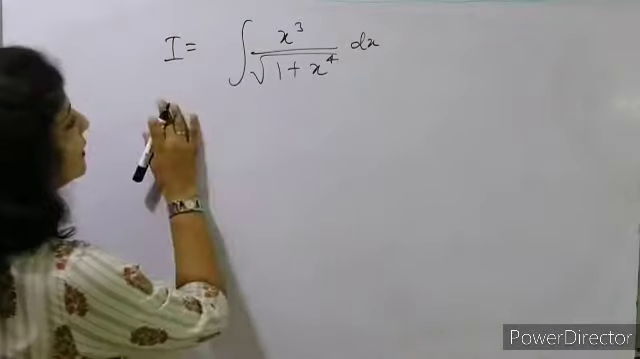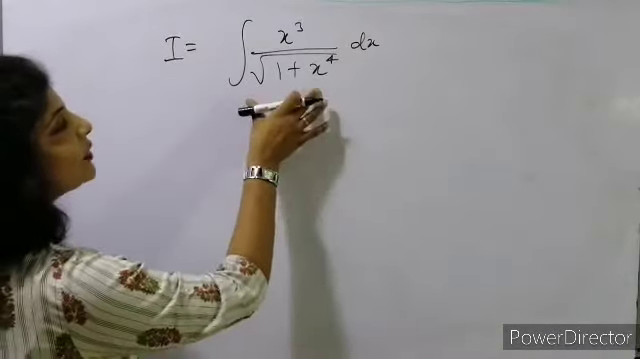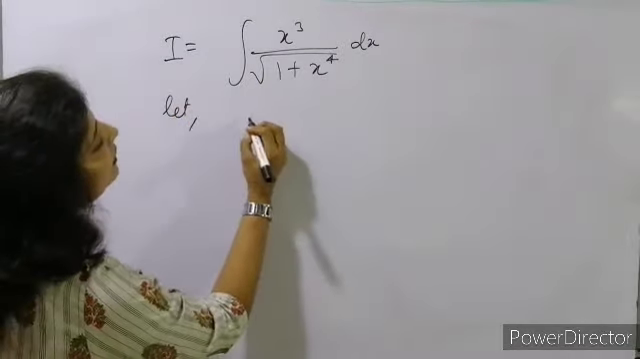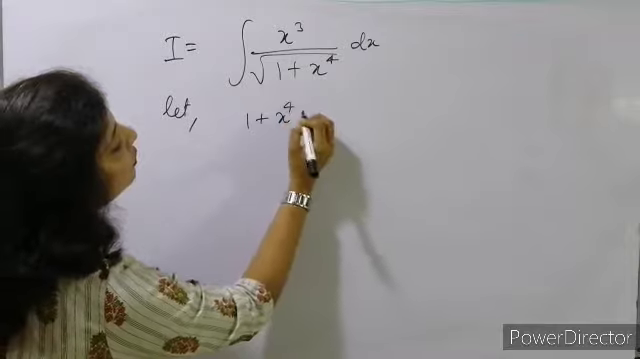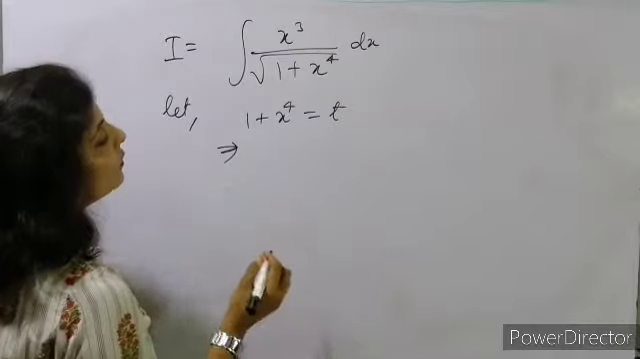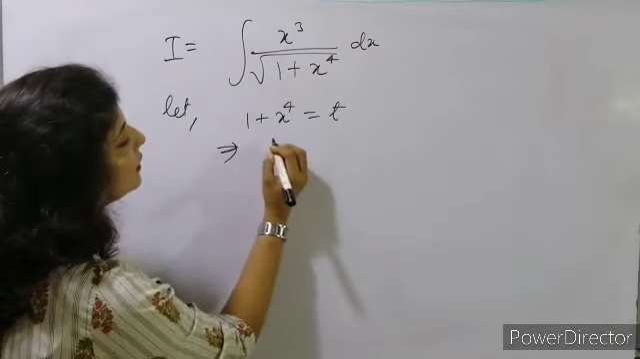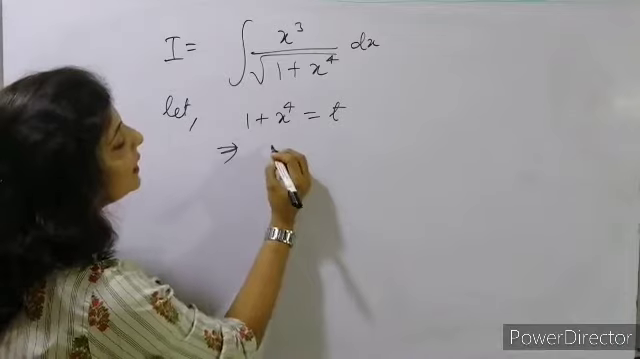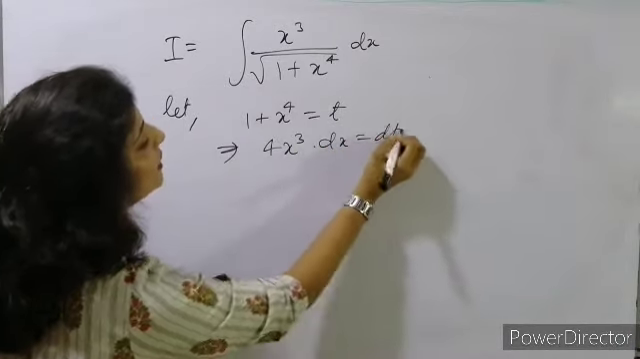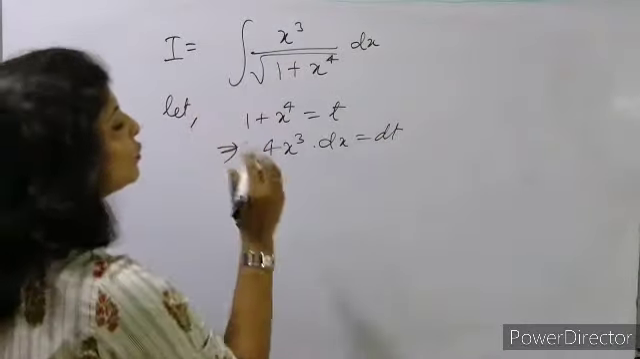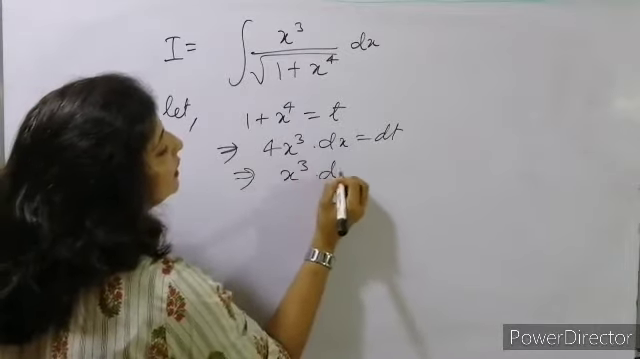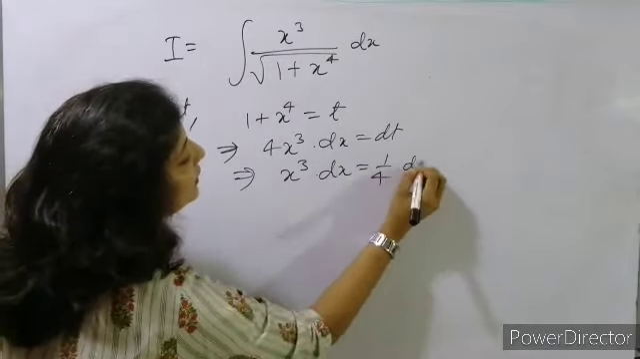So in this we have a question: we have to find out the value of the integral of this function with respect to x. So first of all we'll take, let 1 plus x to the power 4 be equal to t. So what value will we get? This will be 0 and this will be 4x cube dx, that will be equal to dt. Okay. Now x cube is there, 4 is not there, so we can remove 4 from here and take it to this side. x cube dx will be equal to 1 upon 4 dt.